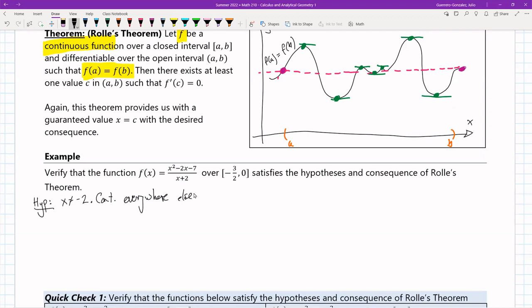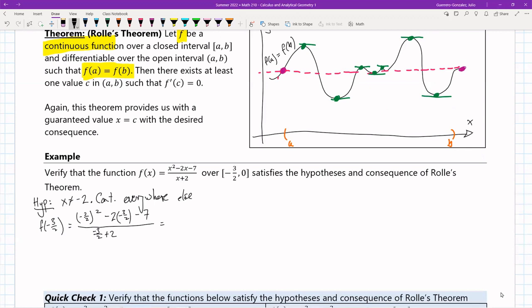Okay, so it's continuous. We know we could take the derivative of it. The last thing we need to check is that f of a is equal to f of b. So f of a, f of -3/2 is going to be equal to... Let's try that again, shall we? -3 over 2 squared minus 2 times -3/2 minus 7, all over -3/2 plus 2.